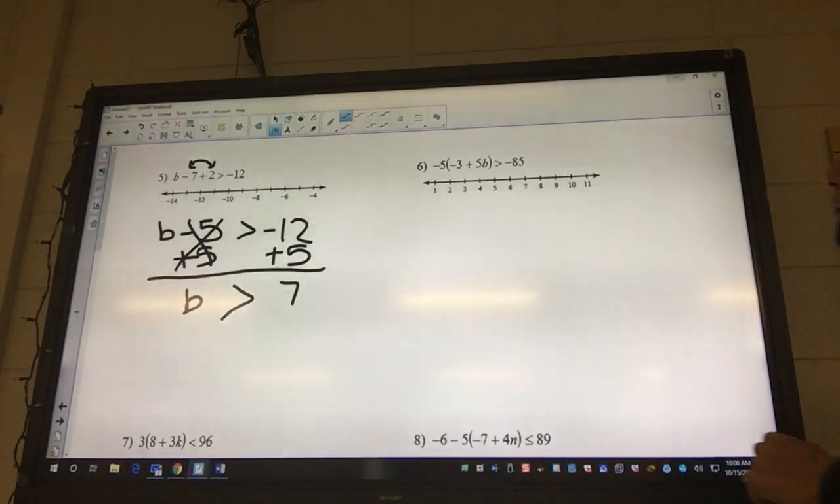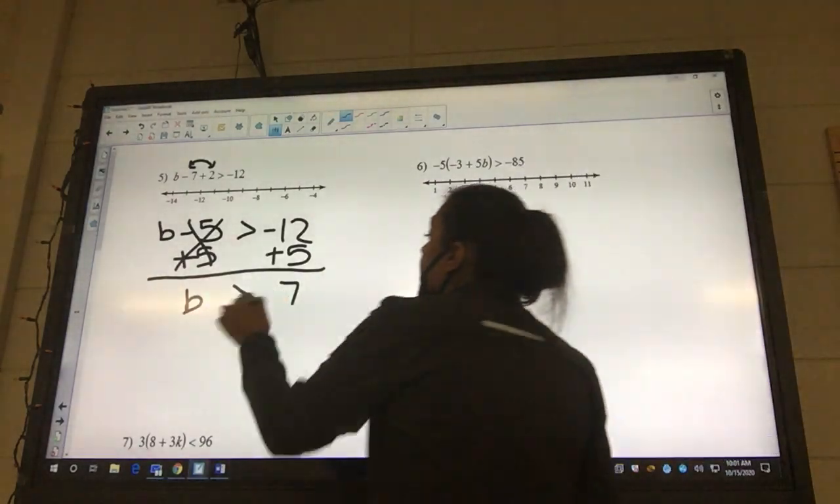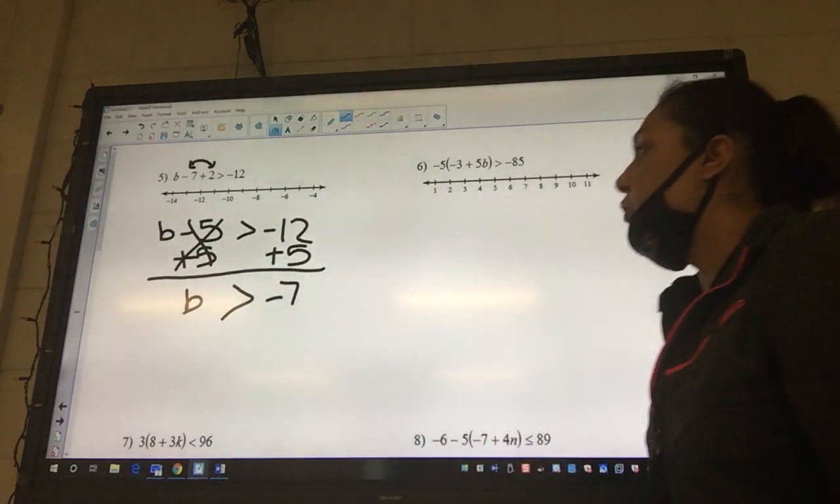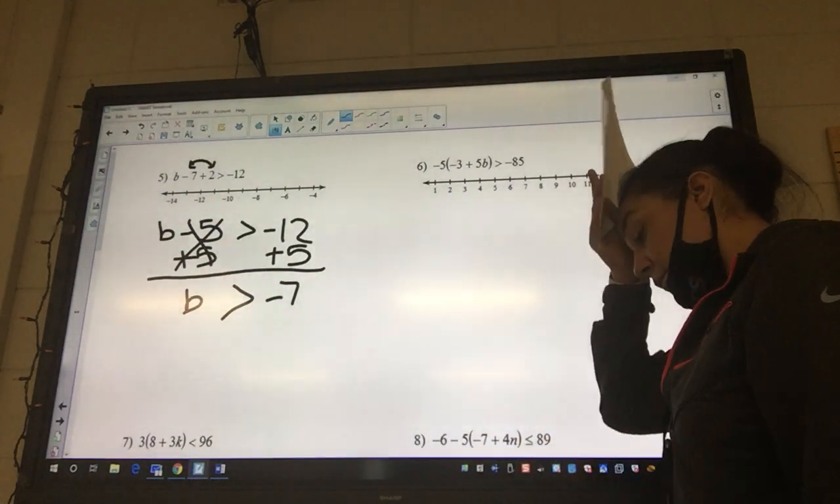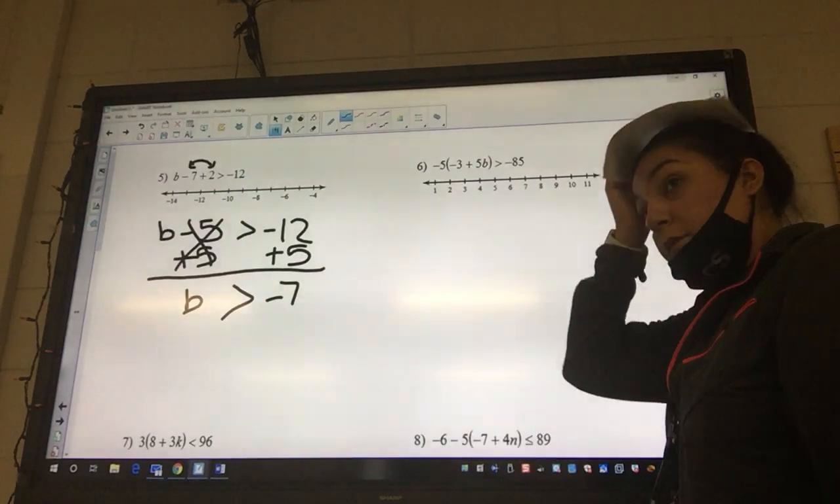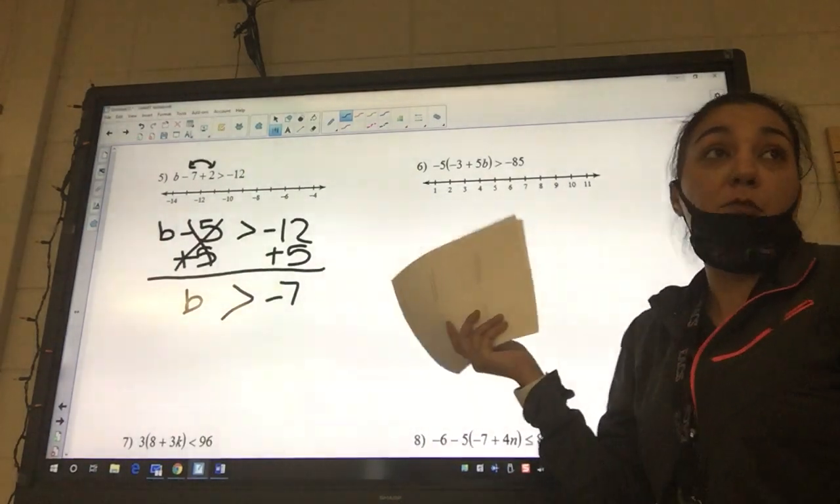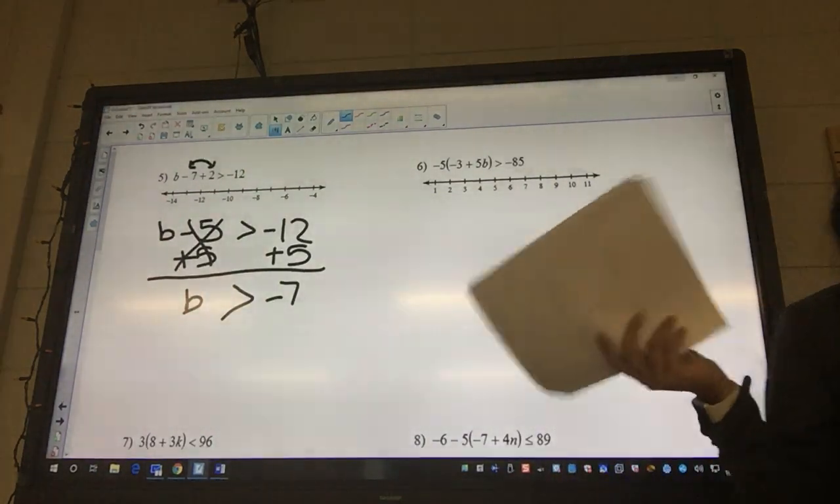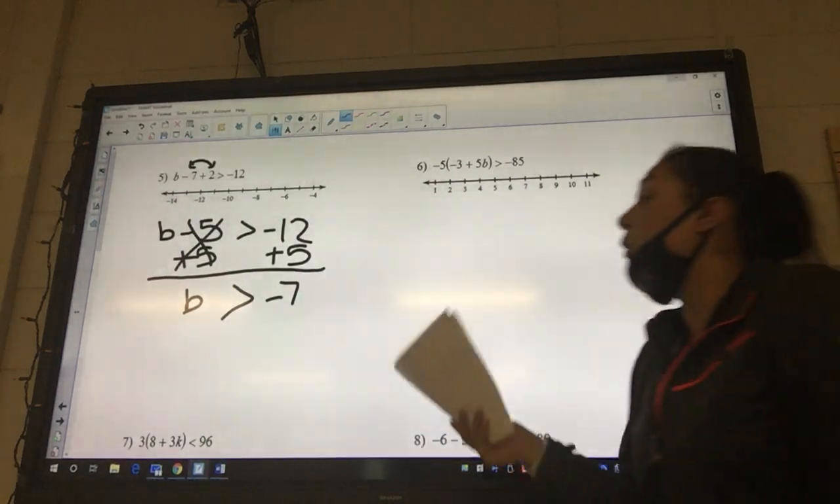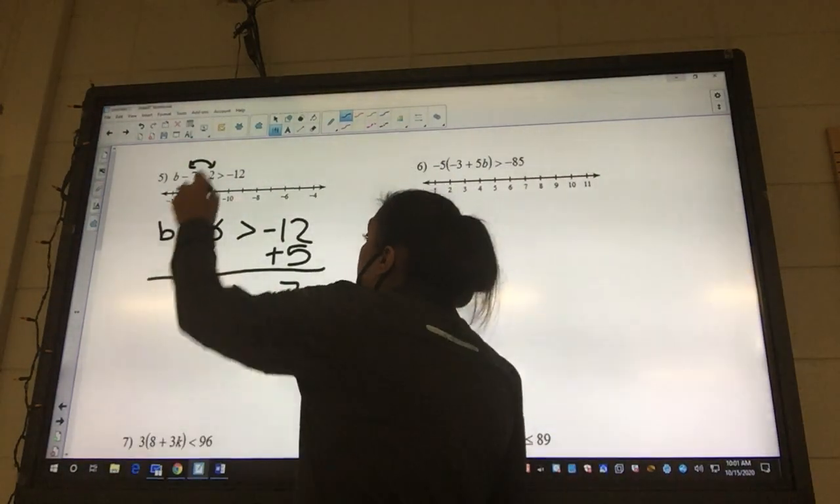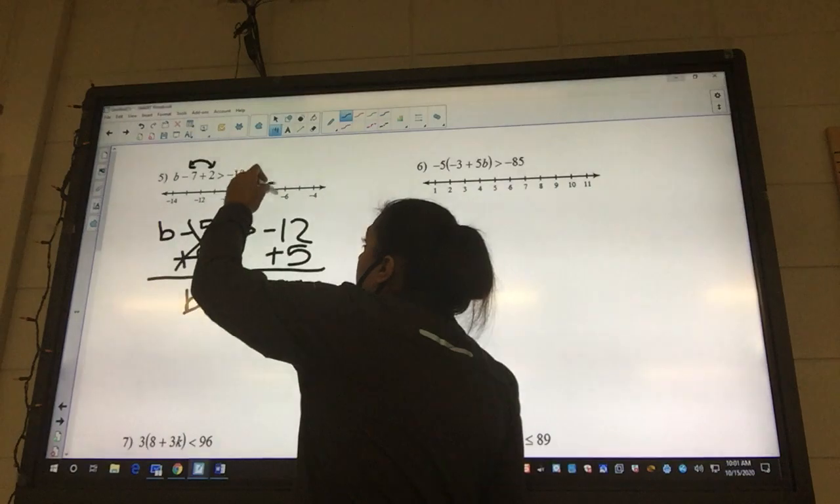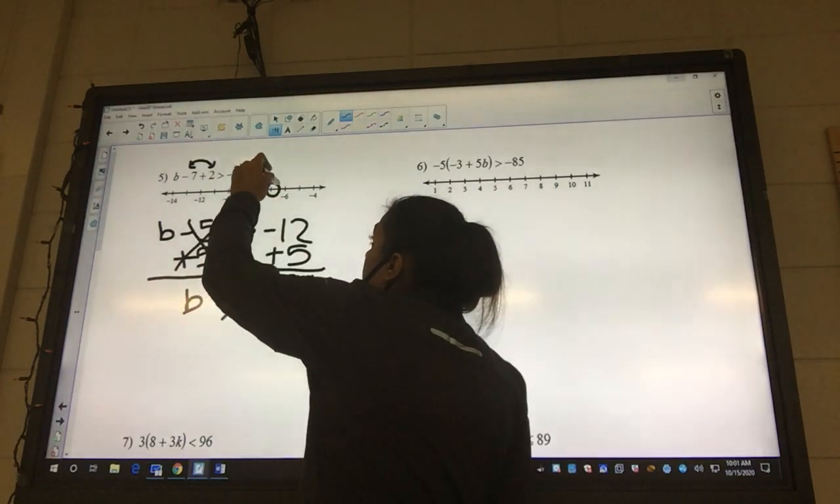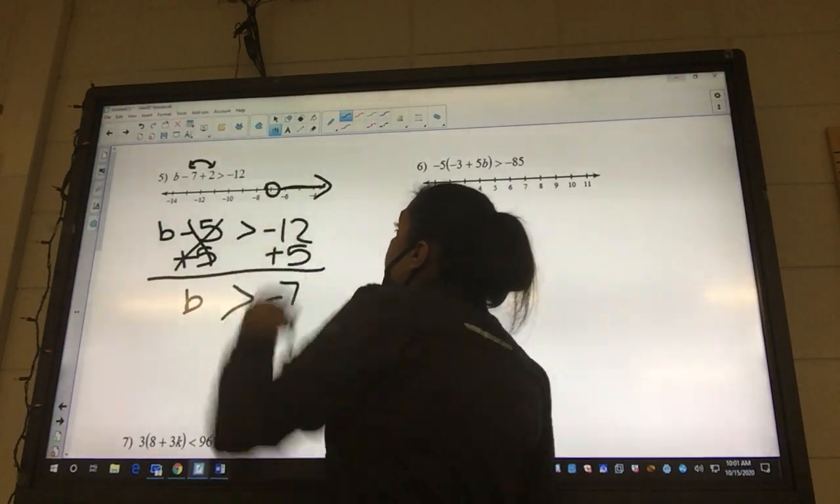It's negative. Do we need to flip? Well, it would be divide. Is there anything to divide? No. So obviously there's nothing to flip. We're ready to graph. Should it be open or closed? Open, pointed to the right.